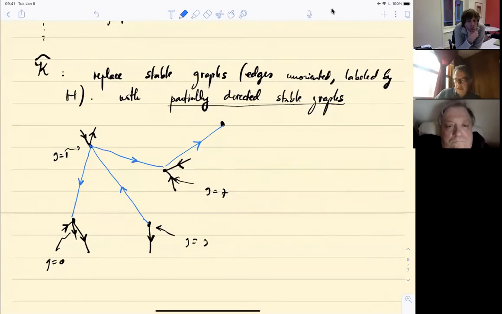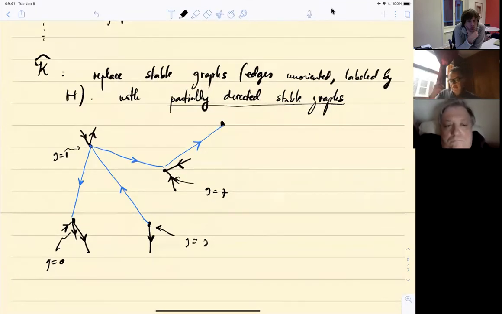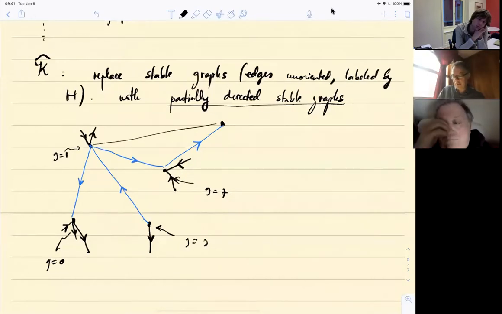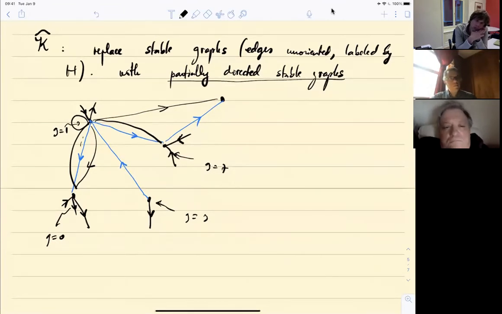Next, I allow myself to add directed edges. Those are going to be drawn in black, but they can only go downstream along the tree. So I can add extra edges, but they can only flow in the same direction as the tree. I can add an edge like this, and like this, but I am not allowed to do an edge like that, because it's not going downstream in the tree. Finally, we're allowed to add some undirected edges any way we want. We can add loops, and so on. So this is what a partially directed stable graph is.